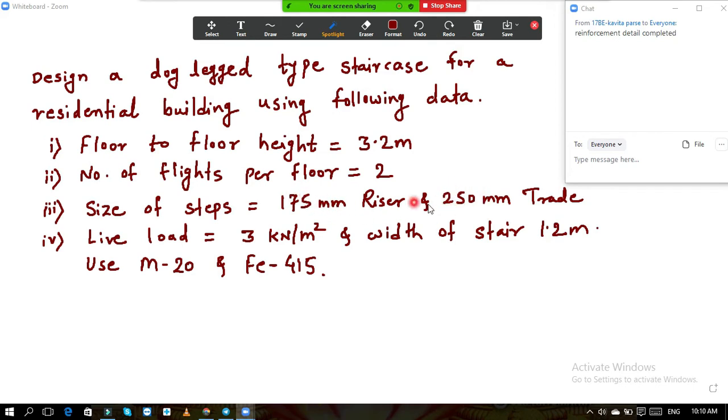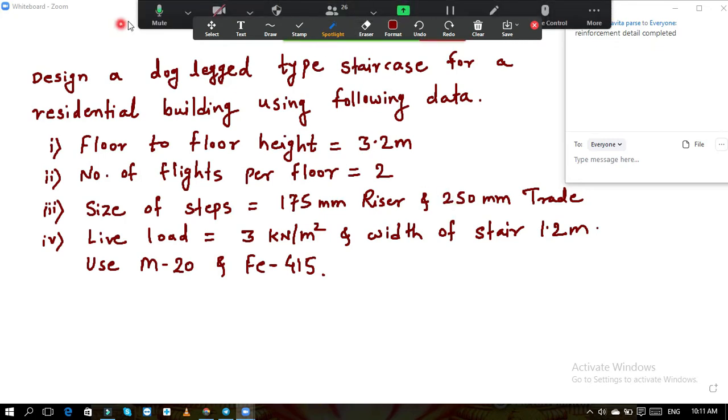Okay, so these dimensions are already given in the numerical. So we don't need to decide the dimensions of riser and tread. It is already given.